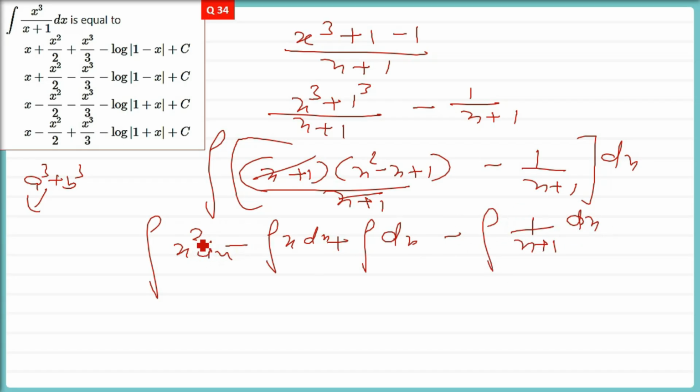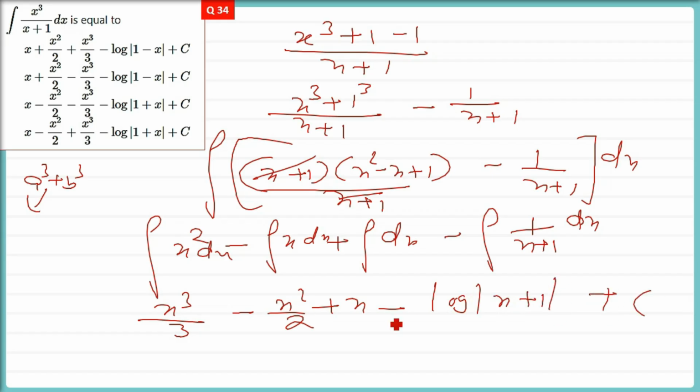Then x square will become what? x cube by 3. So we are now approaching the answer. x is x square by 2. Integration of dx will be x only. And this will be 1 by x plus 1 log modulus of 1 plus x plus 1 plus a constant of integration. How easy it is now.